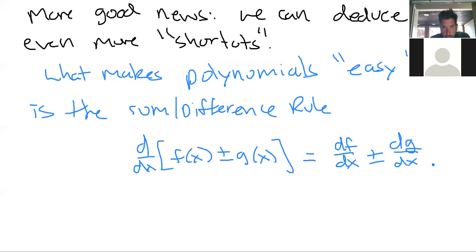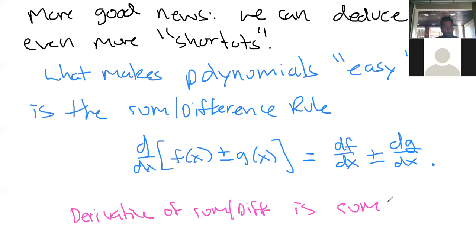So again, let me emphasize this. If you think about it in English, you could say the derivative of the sum or the difference is the sum or difference of the derivatives, of each piece, if you will.